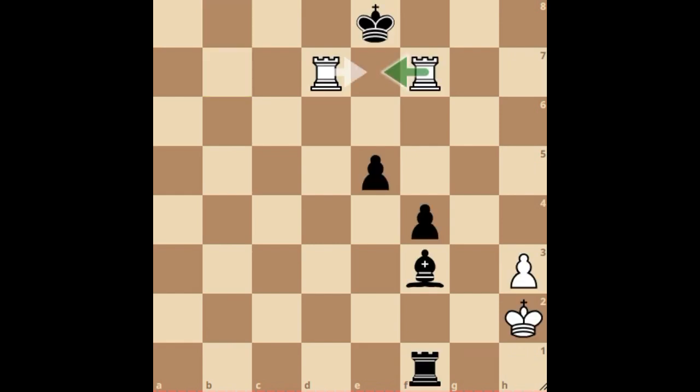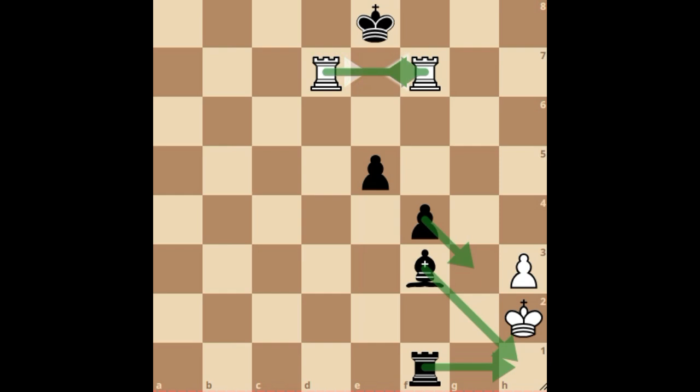The second point the author brings out is draw by perpetual check. Here black has a checkmate threat. Obviously white's king is now trapped. There is no escape. So white can only do one thing. They can simply give perpetual check. Now this is possible because both the rooks are on the 7th rank.